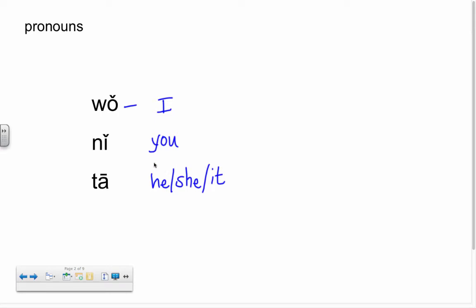And this is why Chinese is so easy. These pronouns are actually also the objects. So I and me are both 我. You and you. He, she, and it is the same thing as him, her, or it. So it's pretty easy. 我, 你, 他.